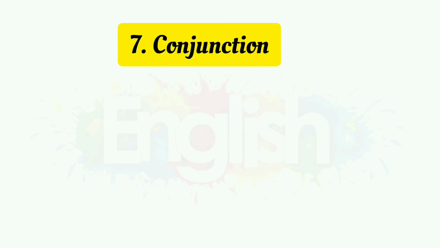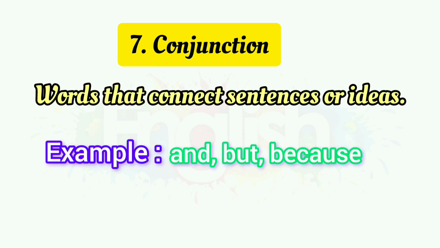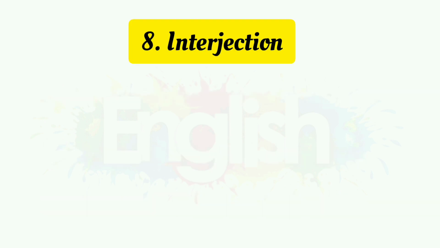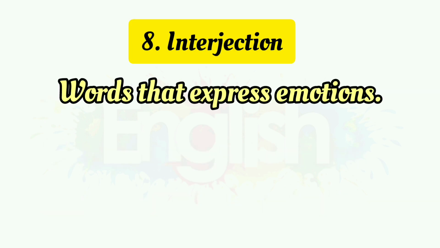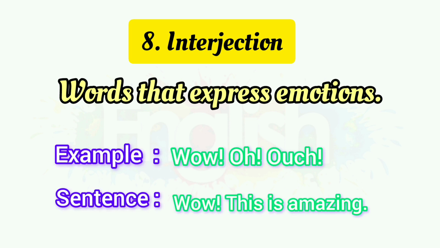7. Conjunction: words that connect sentences or ideas. Example: and, but, because. Sentence: I like tea and coffee. 8. Interjection: words that express emotions. Example: wow, oh, ouch. Sentence: Wow, this is amazing.